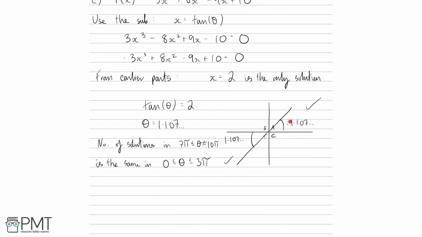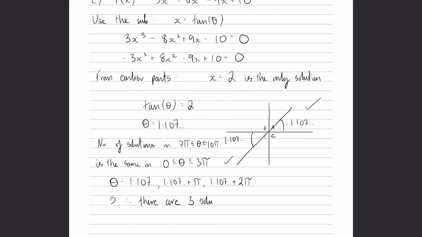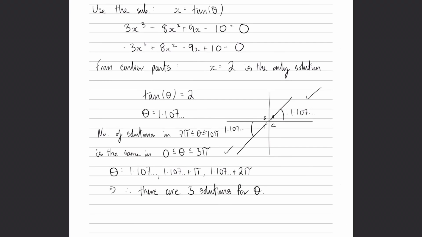So what we really need to find out is the number of solutions in this range here. So in this range here, we have 1, which is that first one there. Then we have another one here, and that takes us 2 pi round. But we need to go around 3 pi, so that's 1.5 turns. So in that 1.5 turns, we hit this one again for the second time. So therefore, we have 3 solutions there. So our 3 solutions would be theta equals 1.107, etc., pi plus that, and 2 pi plus that. And therefore, we can conclude there are 3 solutions. And that's it for the question.